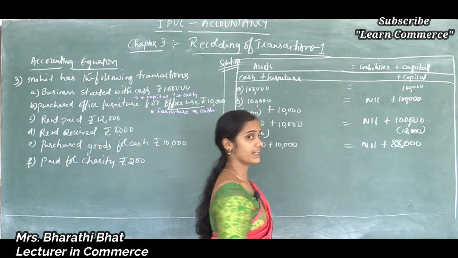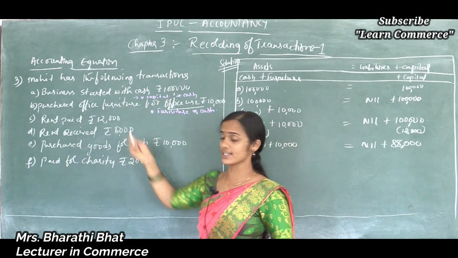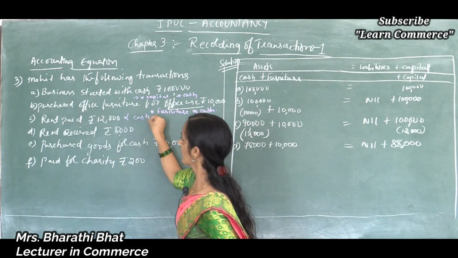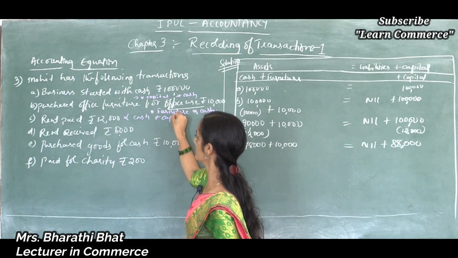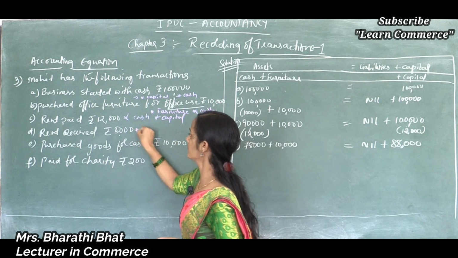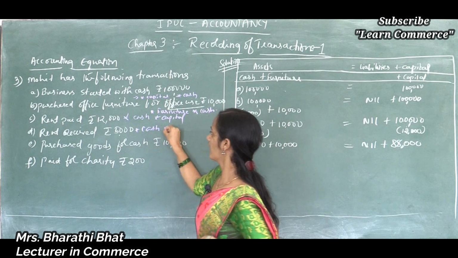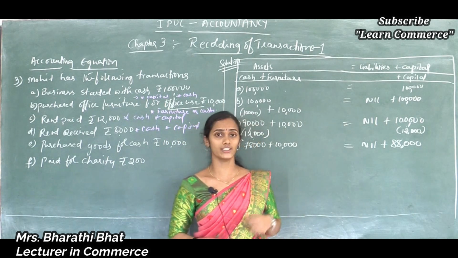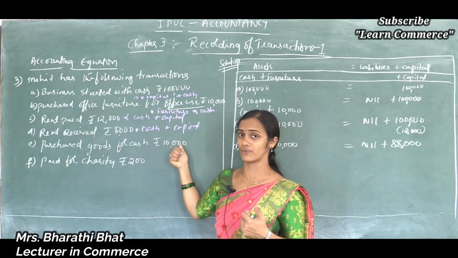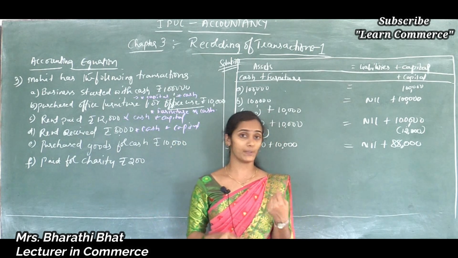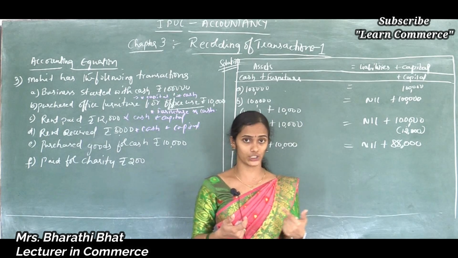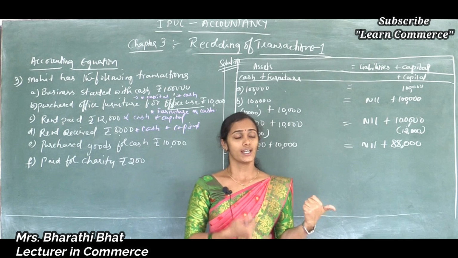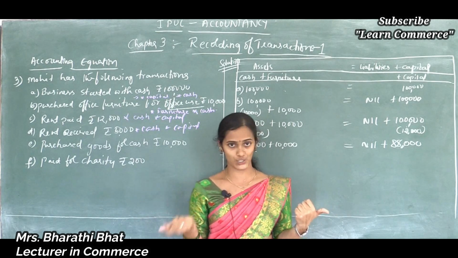Rent received. Next transaction is rent received. Here two accounts. What are the two accounts? One is cash, another one is capital. Here also cash and capital. You can raise one question, why does this transaction affect capital again? When we paid rent, it is a deduction, meaning it is an expense to the organization. So cash decreases, along with the capital also decreasing.